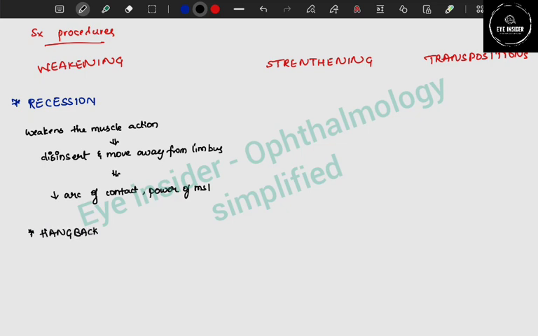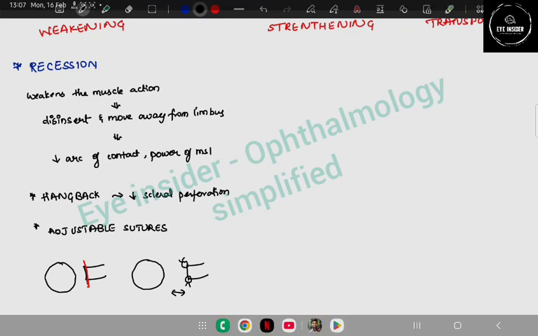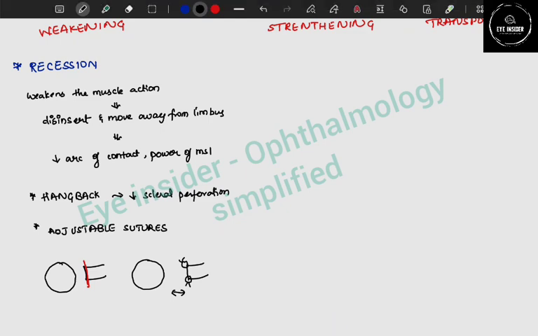We have a newer version called hangback recession. In this, it reduces the complication of scleral perforation. We just cut a bit of the insertion and tie it to the insertion itself. We also have adjustable sutures for recession. This helps to reduce or increase the amount of recession done depending upon the residual squint left. So this is the recession.